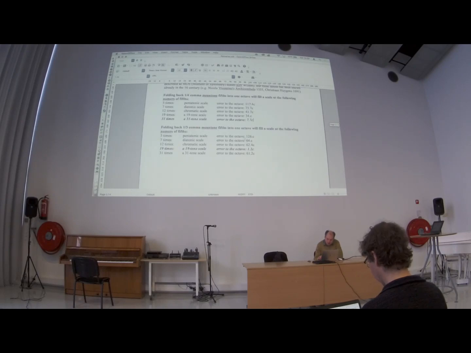the circle of fifths that looks like this. And here we have 5 times, 7 times, 12 times, 19 times. And 19 times is the most ideal one. It's just 1.2 cents. Of course, this 1/3 comma mean tone is not already an equal division into 19, but you see the error is very small. Then of course also the errors in the fifths are small.